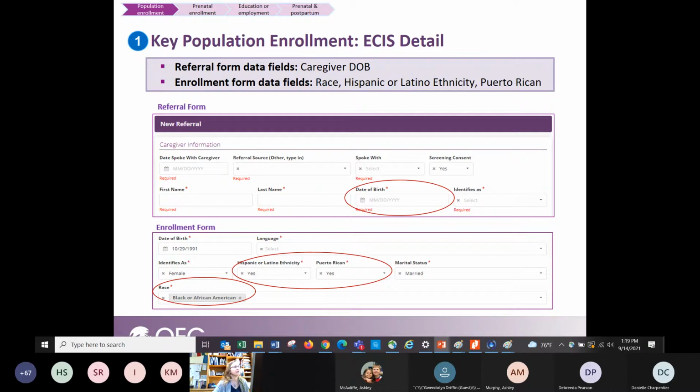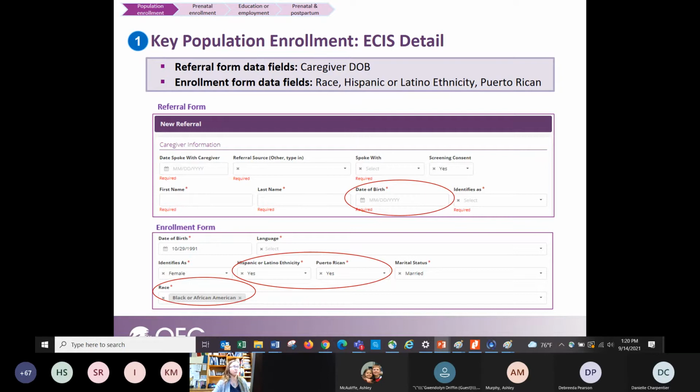The date of birth. On the screenshot, you can see the date of birth is circled, and that's how the system knows how old the caregiver is. When you enroll them, it's going to compare that date of birth with the enrollment date to figure out how old the caregiver is. Then on the enrollment form is where we've been entering race and ethnicity all along. There's the race, there's the ethnicity field. We did add the new Puerto Rican dropdown. The way that works is if you choose yes for Hispanic Latino, it's going to pop up Puerto Rican yes, no. That's what this screenshot shows.